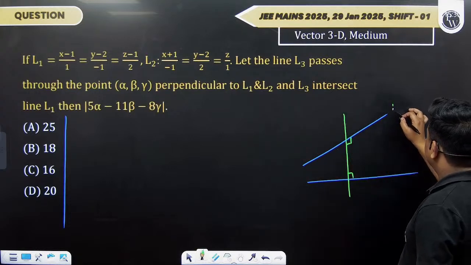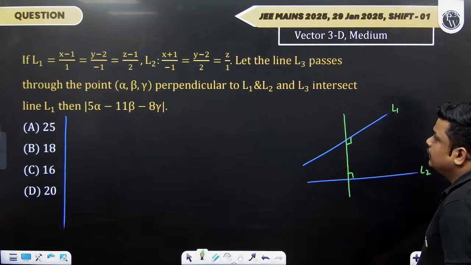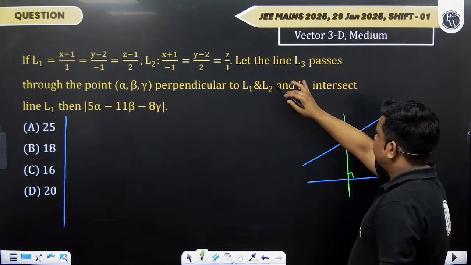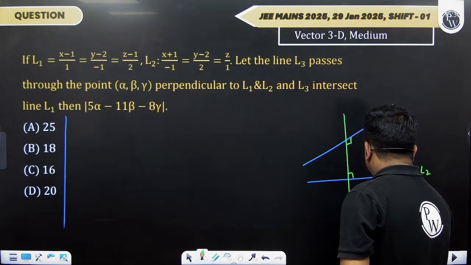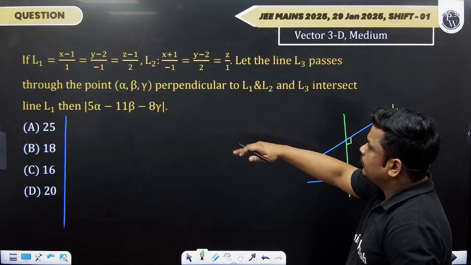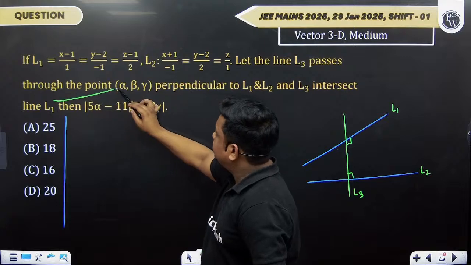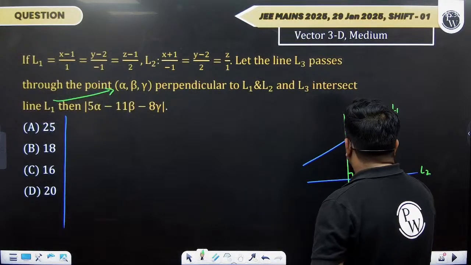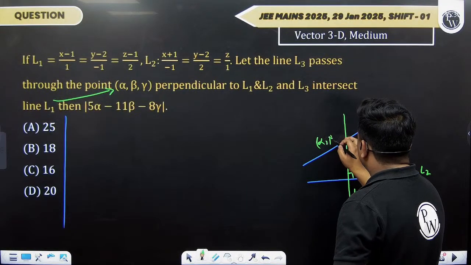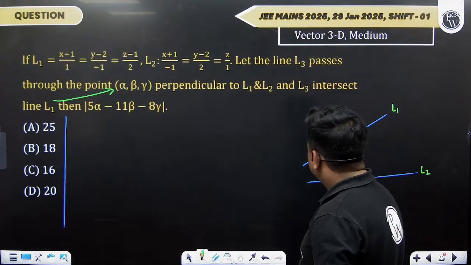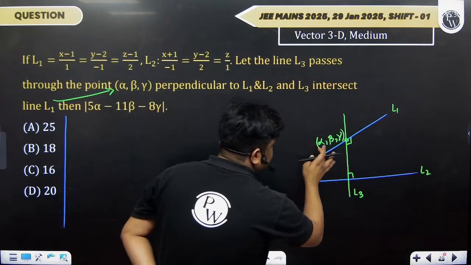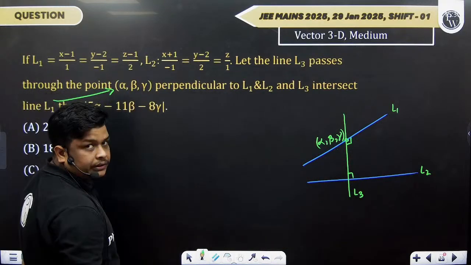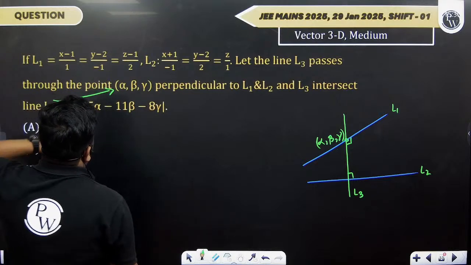Now see. Let's suppose this line to be L1, this line to be L2. They are saying let L3 pass through some alpha, beta and gamma perpendicular to L1 and L2. So this is your L3. And L3 intersects L1. So according to the given language, this much we can say that this is the point of intersection also. Now because alpha, beta, gamma is the intersection of L1 and L3, alpha, beta, gamma will lie on this line for sure.